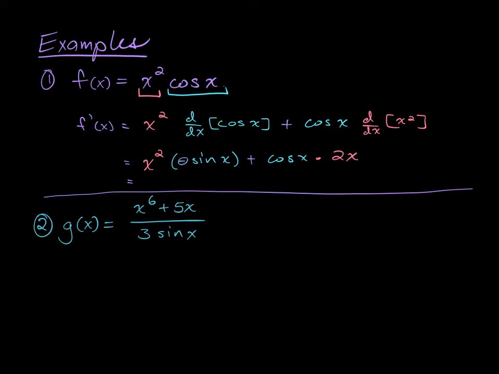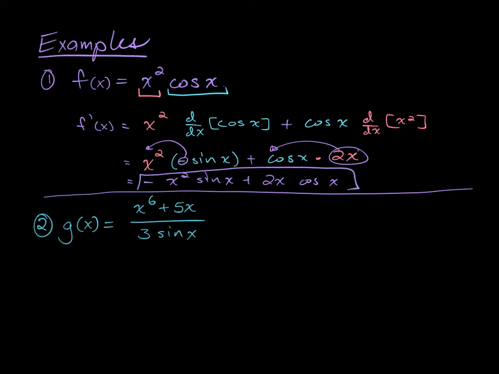I'm going to move this negative to the front and just call it negative x squared sine of x, plus, and I'm going to move this 2x to the front of the cosine x and call it 2x cosine x. And there's my answer for two functions that are being multiplied together, x squared and cosine x. This is what the derivative is down here.